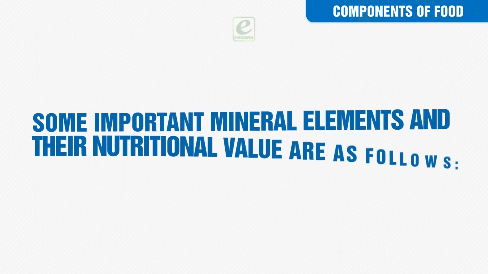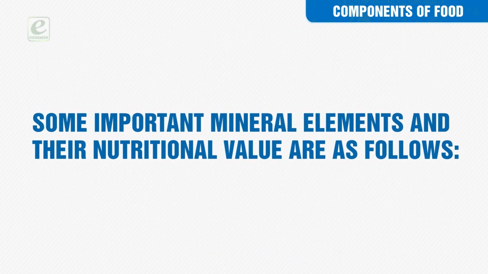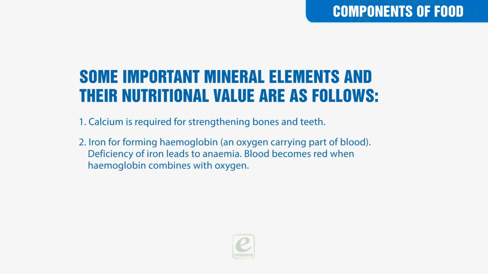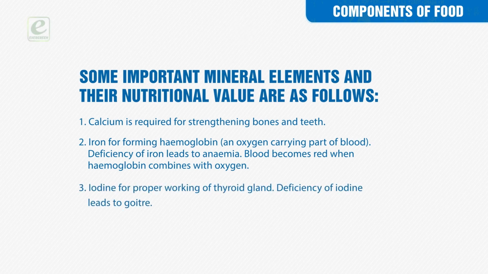Some important mineral elements and their nutritional value are as follows. Calcium is required for strengthening bones and teeth. Iron for forming hemoglobin, an oxygen-carrying part of blood. Deficiency of iron leads to anemia. Blood becomes red when hemoglobin combines with oxygen. Iodine for proper working of thyroid gland. Deficiency of iodine leads to goiter.